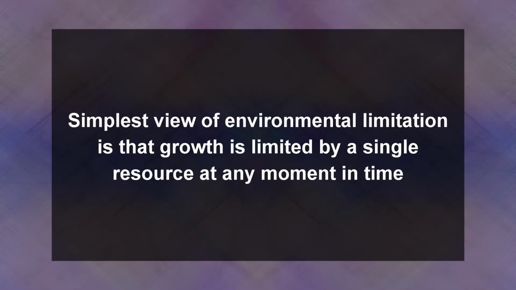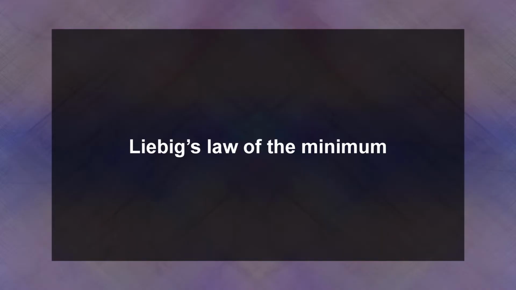In many ecosystems, NPP responds to increased availability of more than one resource. Why does this occur? The simplest view of environmental limitation is that growth is limited by a single resource at any moment in time. Another resource becomes limiting only when the supply of the first resource increases above the point of limitation. That is Liebig's law of the minimum.